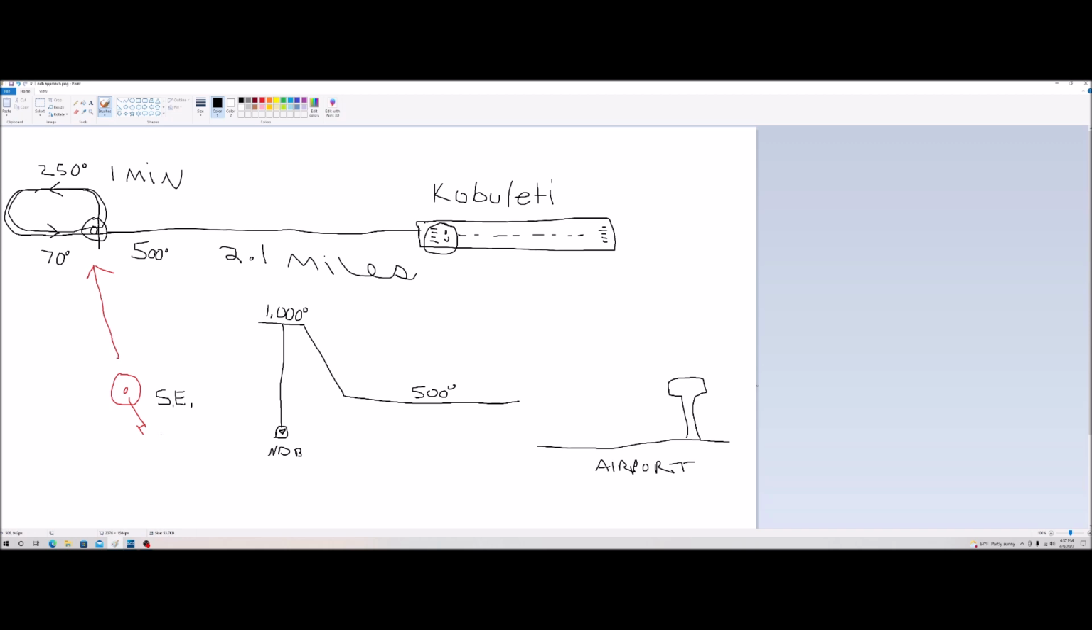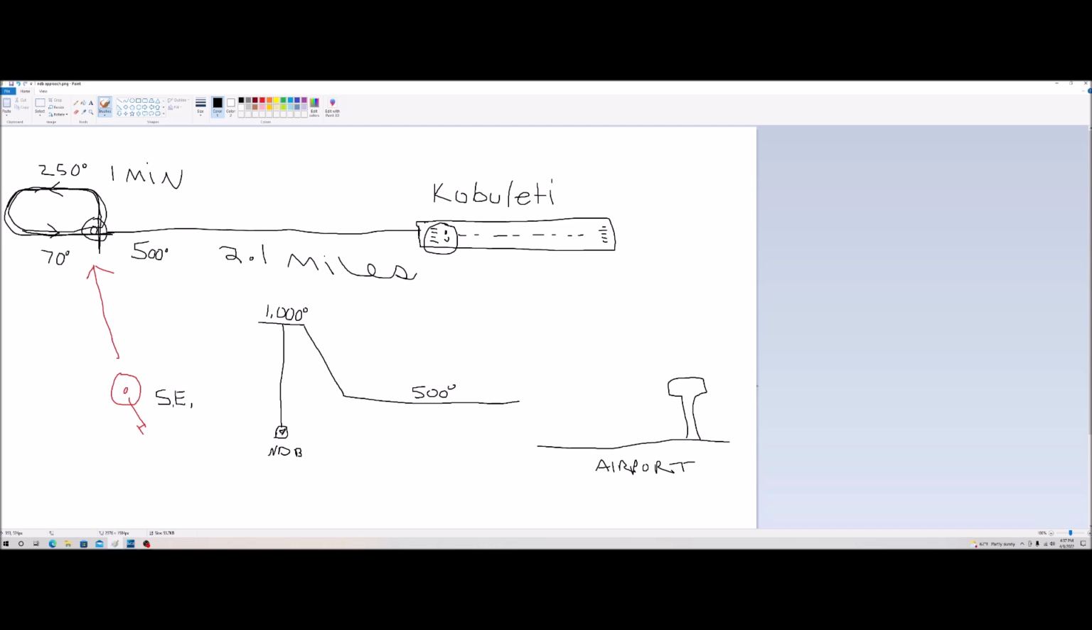So we're southeast of the airport, heading northwest. We're going to track the ADF inbound. We're going to cross over the NDB radio beacon, and we're going to enter into a left-hand holding pattern. Our outbound leg will be 250 degrees. We'll fly it for 1 minute. We'll make a standard rate turn to our inbound heading of 070.